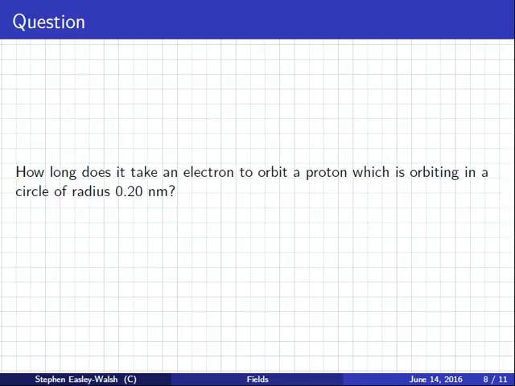That was okay, wasn't it? Just using Coulomb's formula. So here's another one for you to try, which I'll do. How long does it take an electron to orbit a proton, which is orbiting in a circle of radius 0.20 nanometers? So the orbit is 0.20 nanometers in radius. What is the time for one orbit? So we're back to circular motion.